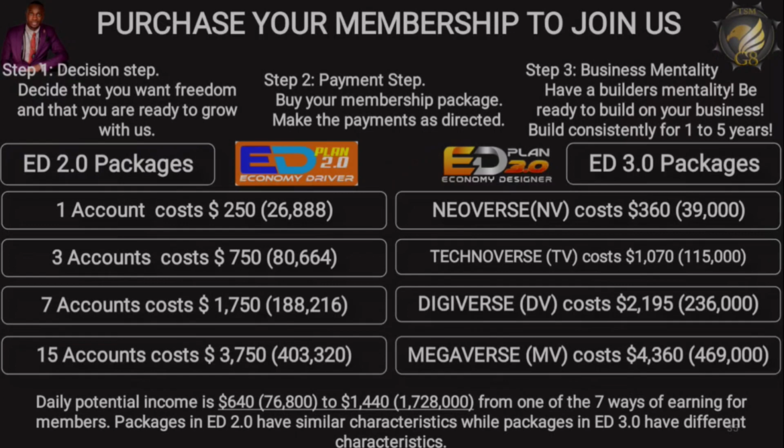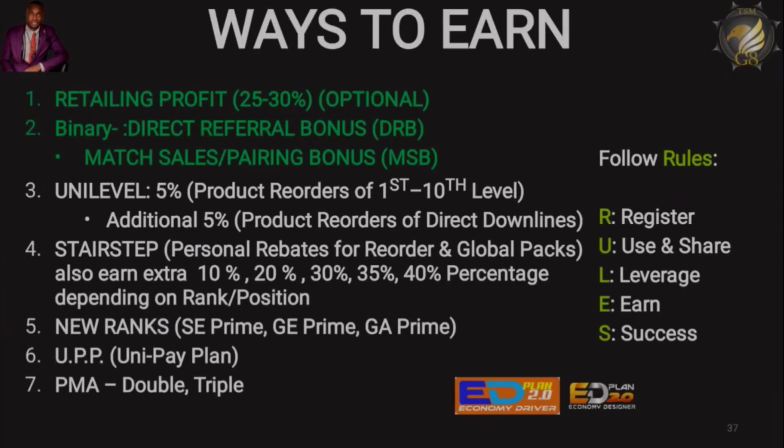If you get the Neoverse that goes at 360, if you retail everything, you're going to recover back around $450. The Megaverse that goes at $4,000, that is $4,360. If you retail everything, you're going to recover back something like $5,000 or even something like $6,000. Okay, so that is what we call value for money. Okay, so that is how it is.